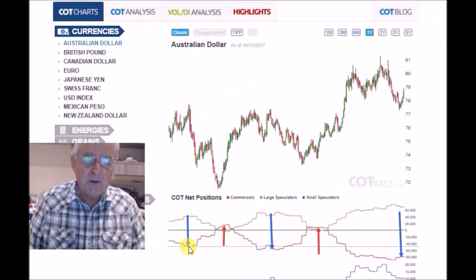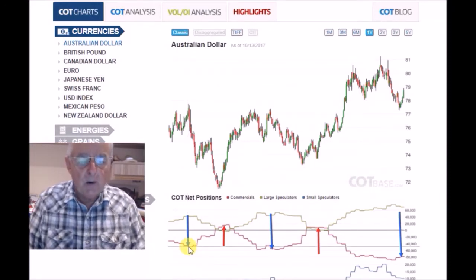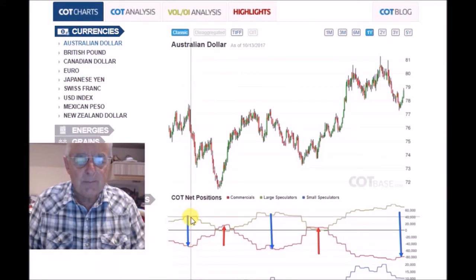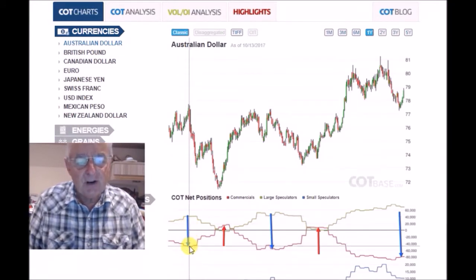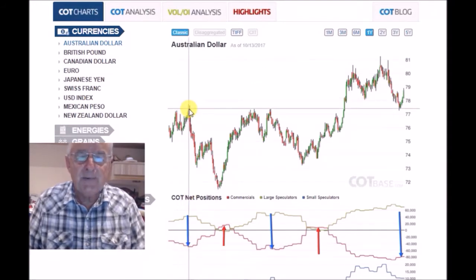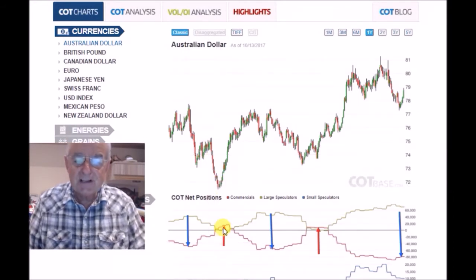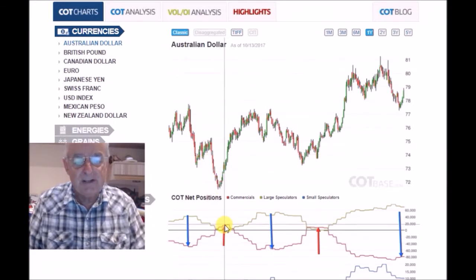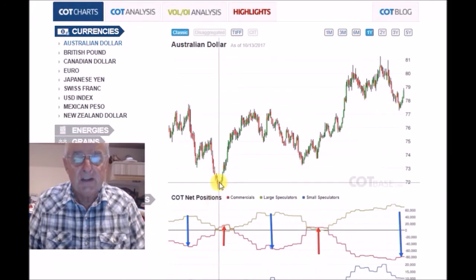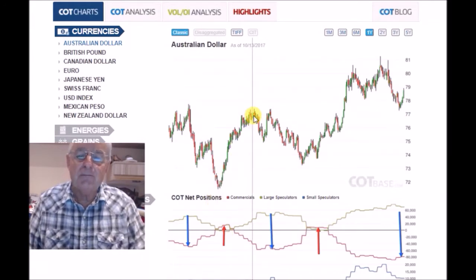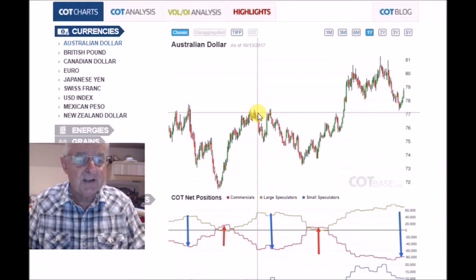And you can see here where we got to a low position with the commercials, and we're completely opposite to the speculators, and they've got a long position, so we're short. You can see we had a big drop off in the price of the Australian dollar. Conversely, when we were at a high and very bullish for the commercials, and fairly bearish for the non-commercials, we actually had a hike in the rise of the price of the Australian dollar.